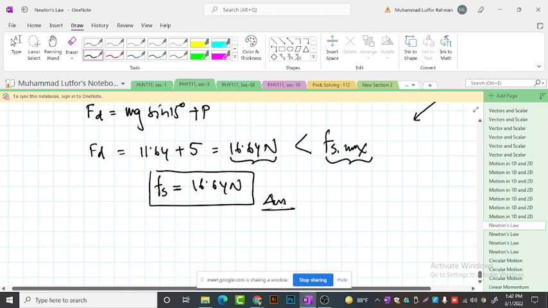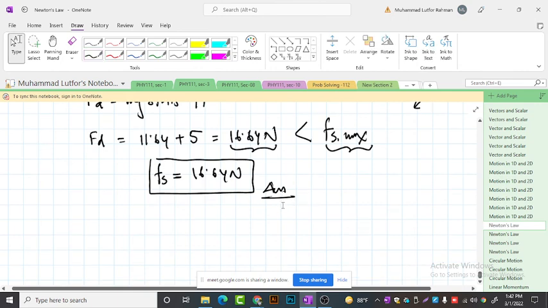Do you understand this thing? This is a very important concept to understand how the frictional force is acting on the system. Second case, when P is 8 Newton. Let's check what would be my Fd in that case. It would be 11.64 plus 8. What would be that value? It would be 19.64 again, right? 19.64.